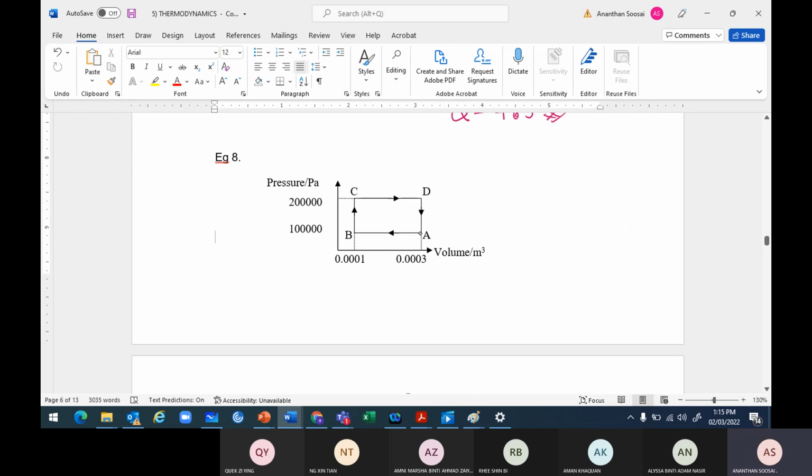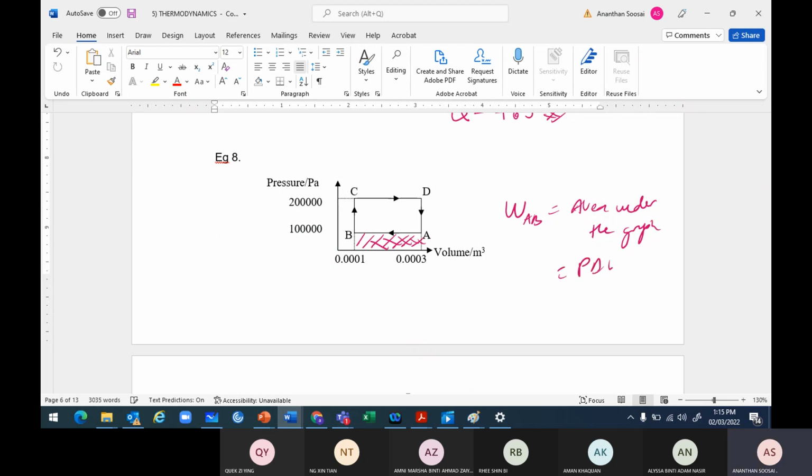So A goes to B. What is the work done? The area under the graph of P versus V, right? That's the work done. So what is the work done from A to B? The area under the graph, in this case this area, right? Okay, so find the value.